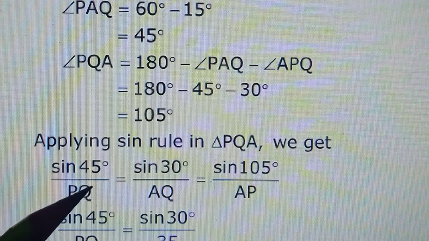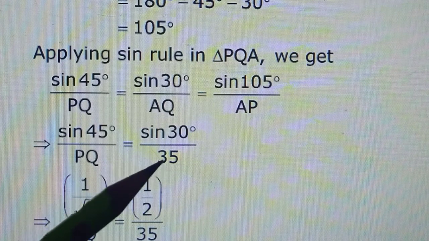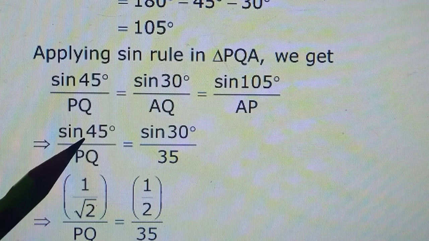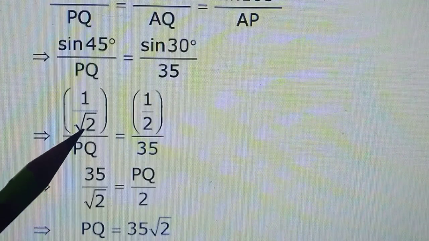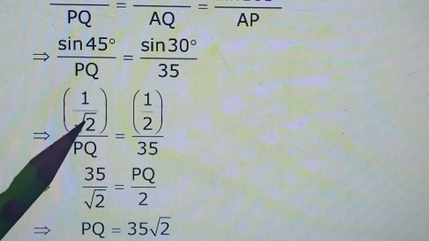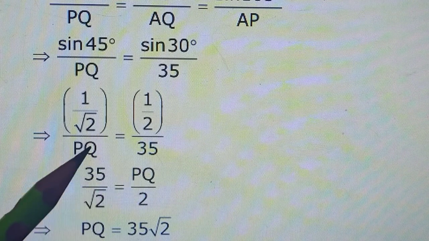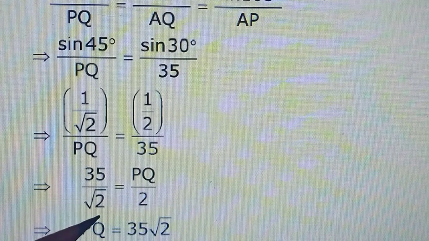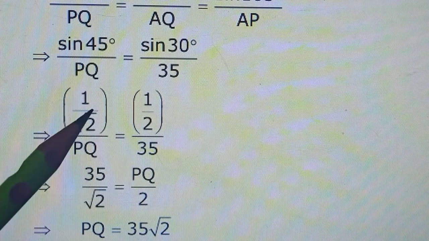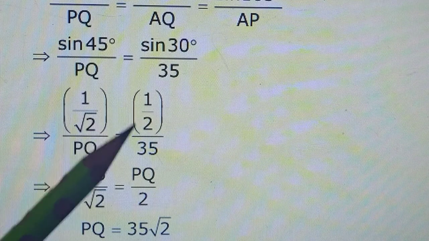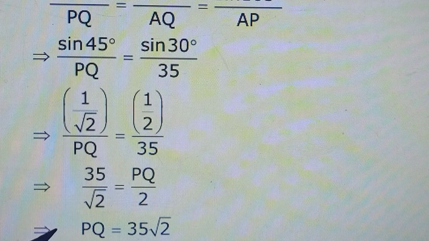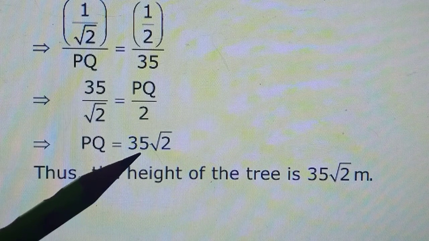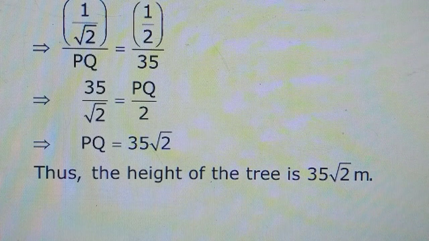Sine 45 upon PQ is equal to sine 30 upon AQ. So the length of AQ we know is 35. PQ is what we want to find, and then we know the value of sine 45. It is 1 by root 2 and sine 30 is 1 by 2. So cross multiplying this will help us find our PQ. It will come out to be 35 upon root 2, since 35 will be cross multiplied here, and then this 1 by 2 would also go there in the numerator. So root 2 would cancel out that 2 to give you a root 2 in the numerator. So 35 root 2 will be the height of the tree.